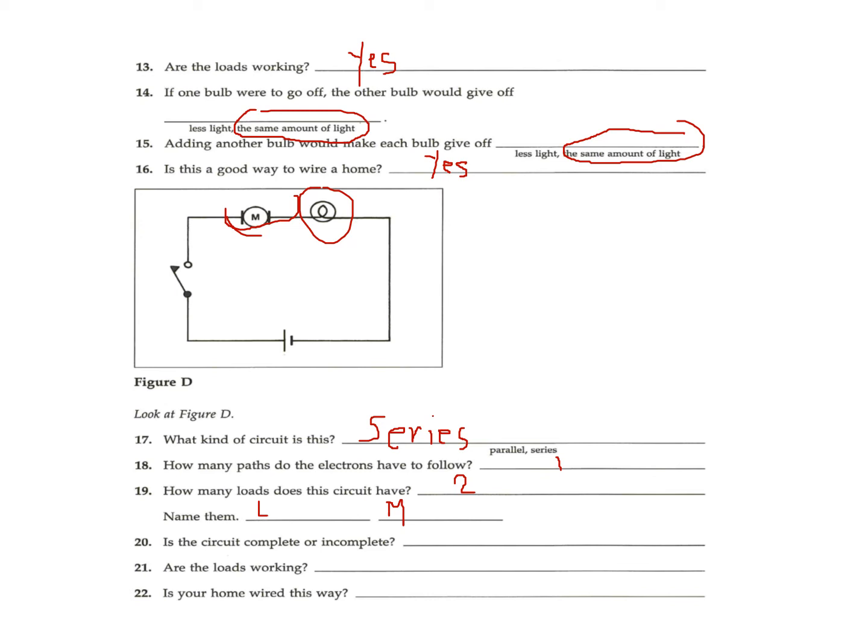Is the circuit complete or incomplete? It's incomplete because the switch is open. The switch is open, therefore incomplete. Are the loads working? Nope, because the switch is open. Is this the way you wire your home? Nope, I don't like that. I don't want all to go off together or on together.